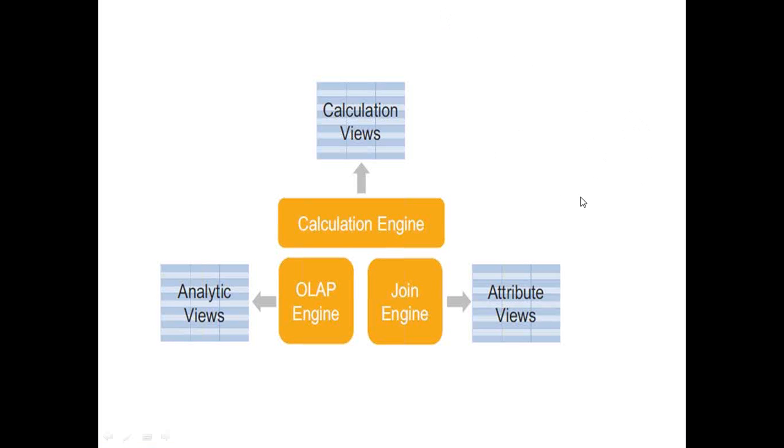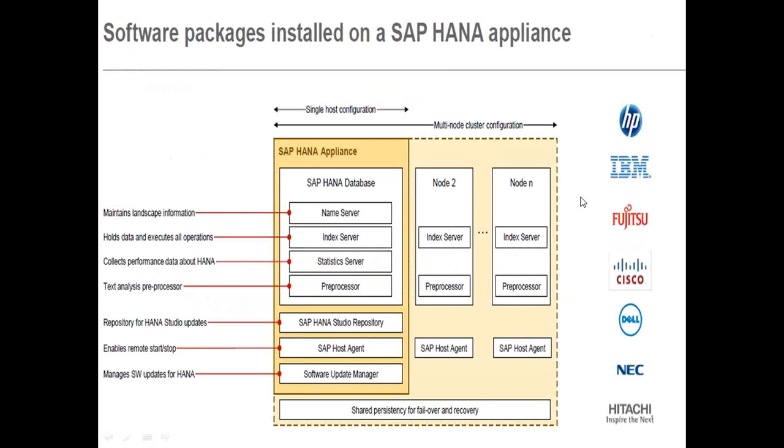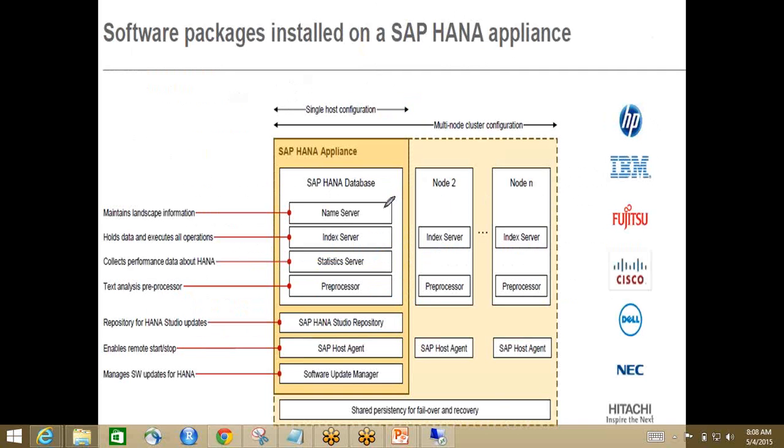Where are all these engines available? Is there any container to hold all these engines? Yes. On the whole, HANA database is mainly divided into four main servers. What are those main servers? The name server, index server, statistics server, and preprocessor server. There are totally four main servers available within HANA database.